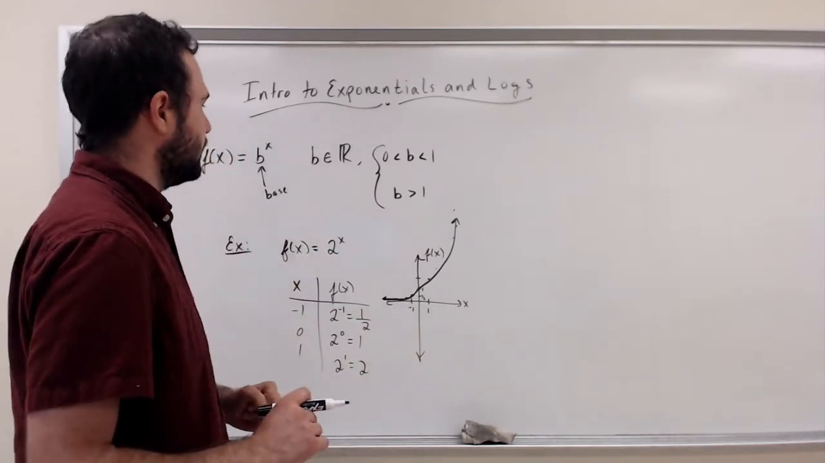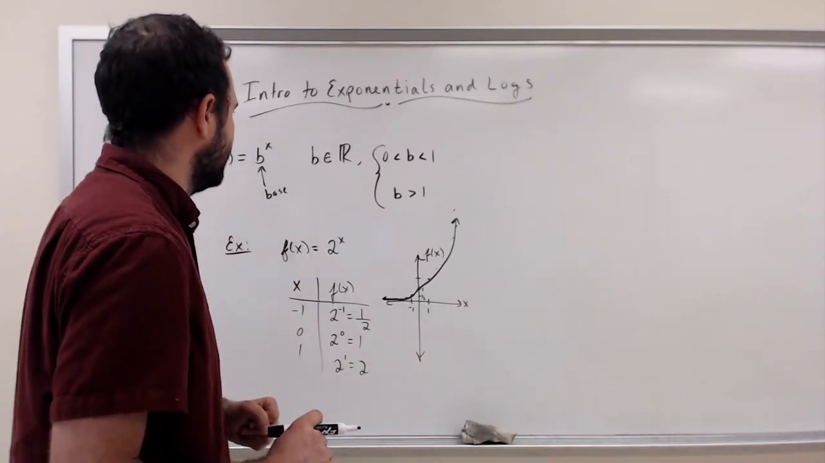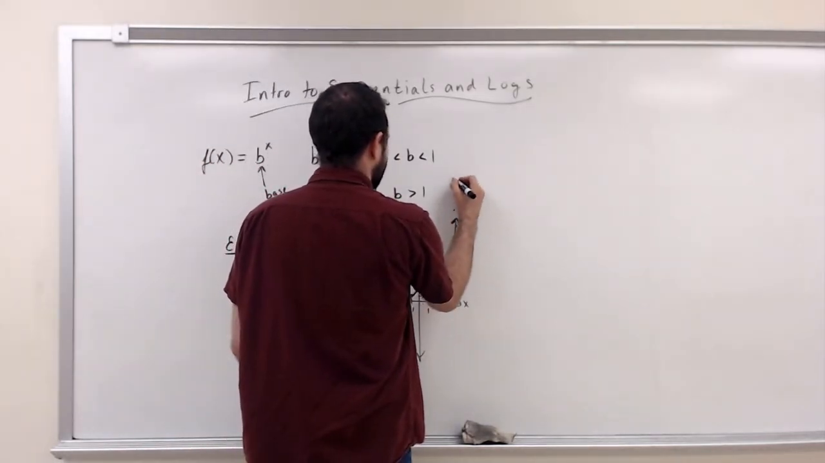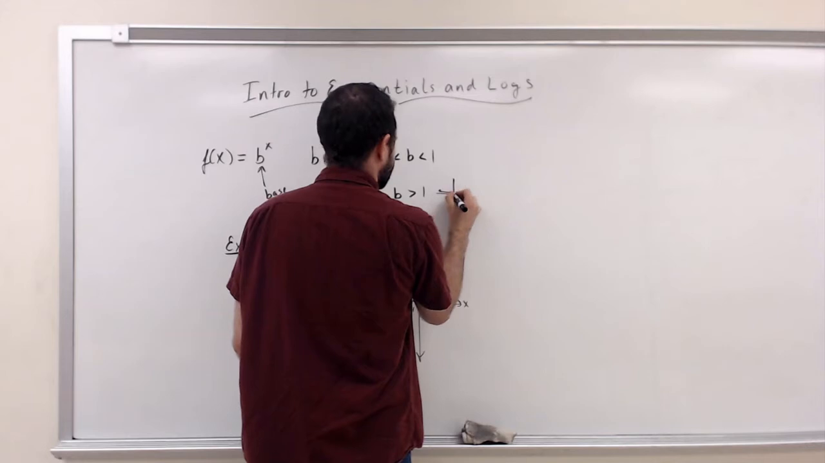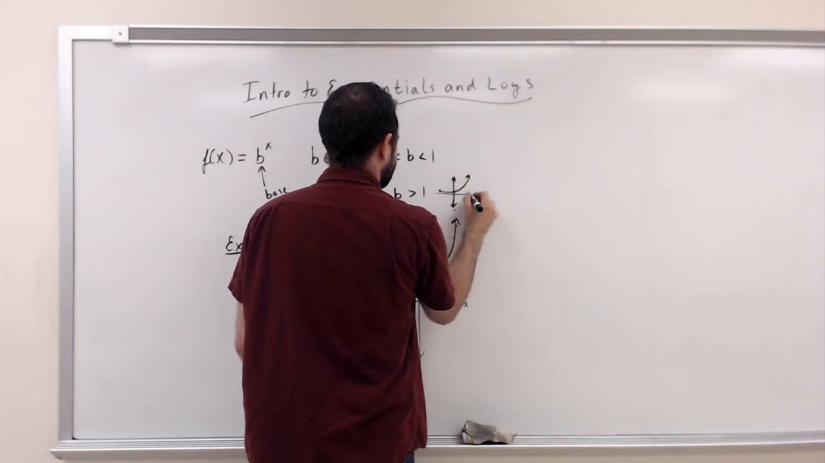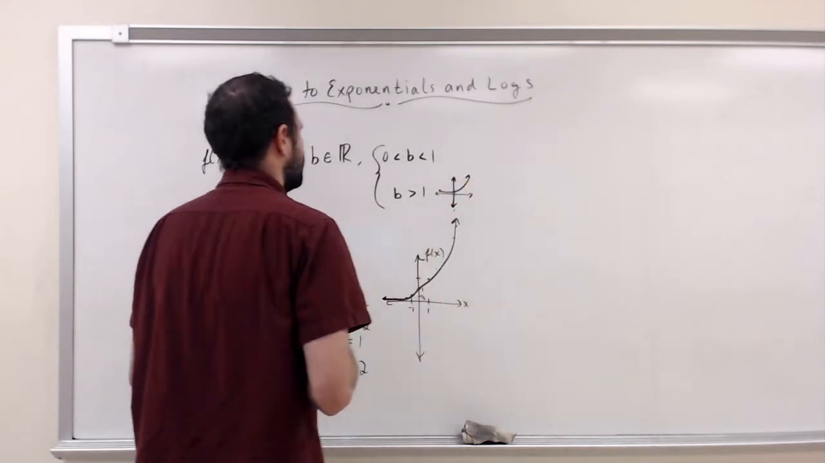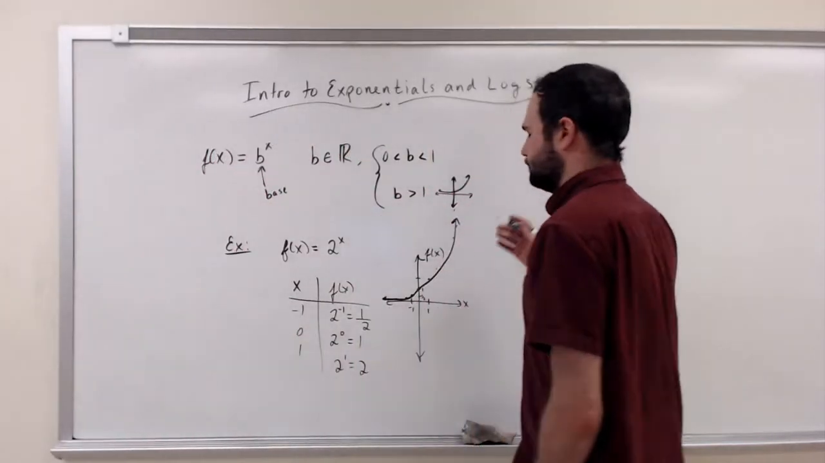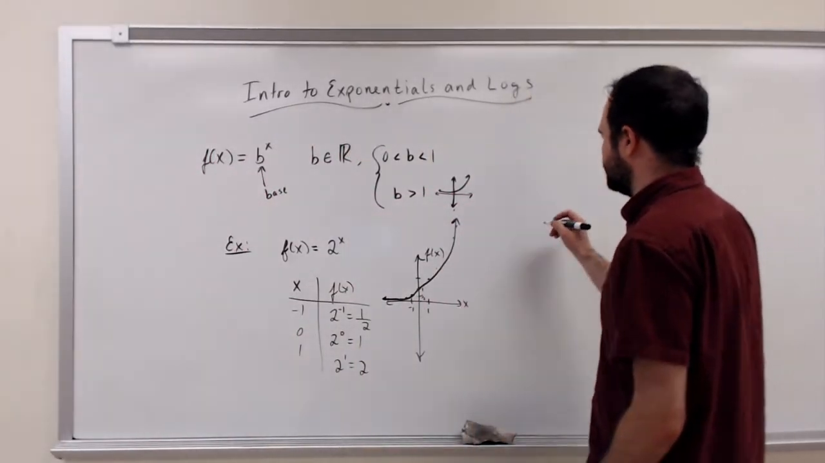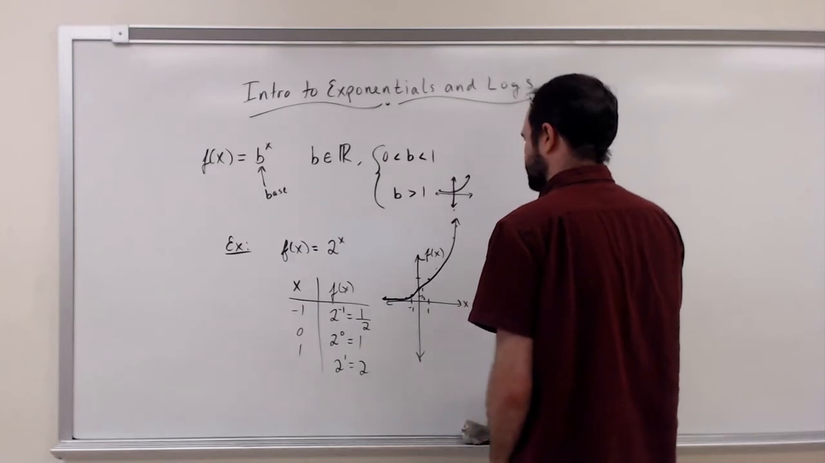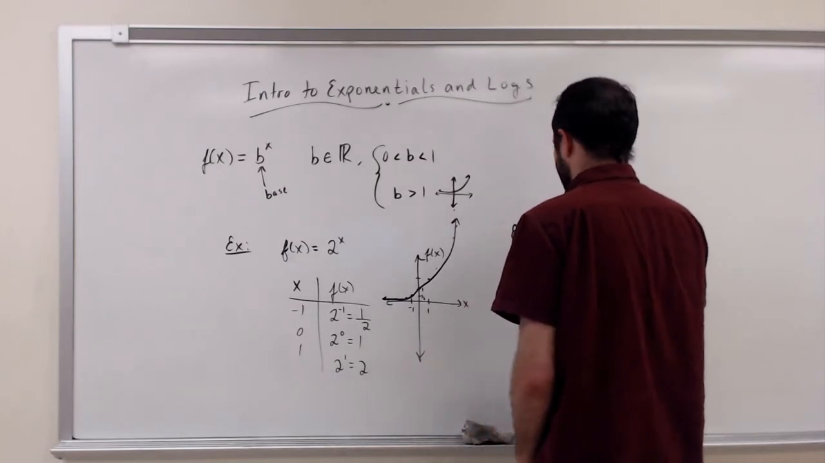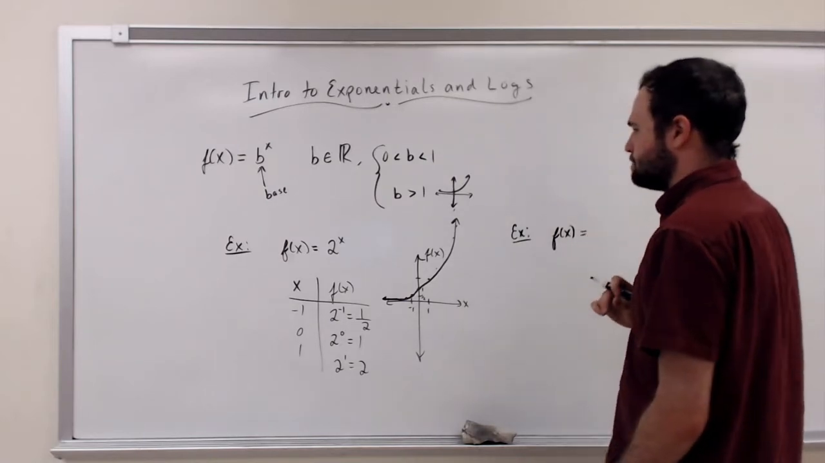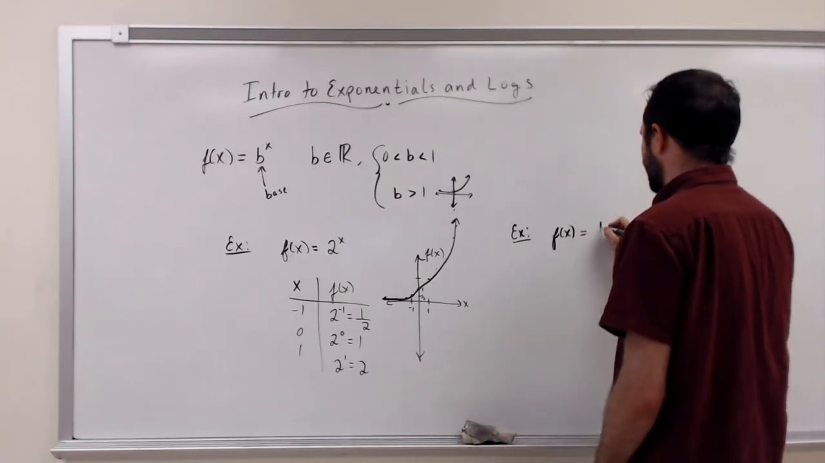Okay, so let's look at another case. We'll just write to the side here. For b greater than 1, graphically, this thing's going to look like this. Now, the second non-pathological case that we're going to look at is something like this. I keep calling everything f of x, but it doesn't matter. Let's pick 1/2 to the x.